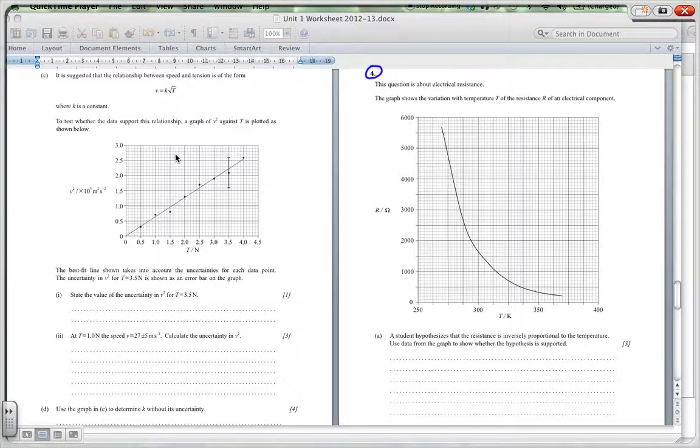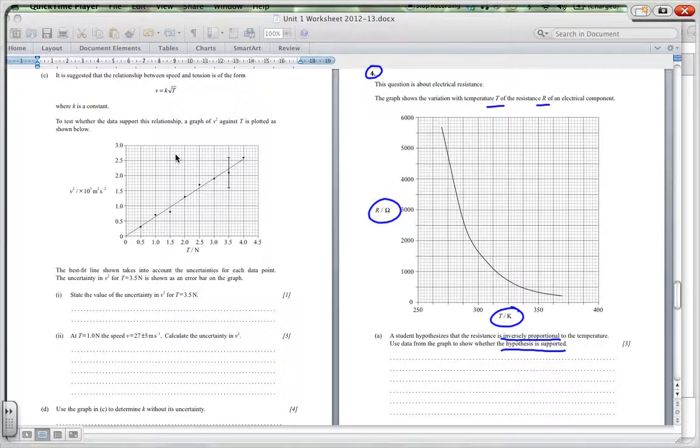Question 4. This question is about electrical resistance. The graph shows the variation with temperature T and the resistance R of an electrical component. So we have here, this is in ohms, and this is temperature in Kelvin. A student hypothesizes that the resistance is inversely proportional to the temperature. Use the data from the graph to show whether the hypothesis is supported.